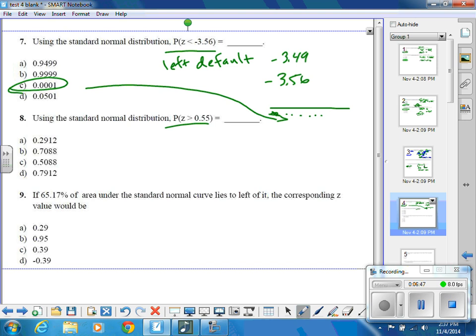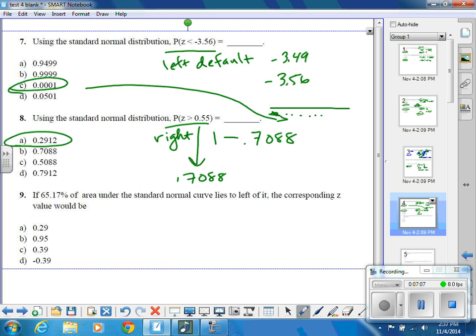Now here, that means to the right. Remember, the right is when you do 1 minus. So I look up 0.55 in the book, and I get 0.7088. So I do 1 minus that. Pop that in my calculator. I'm left with that. All right.